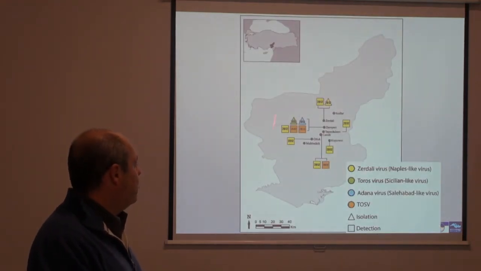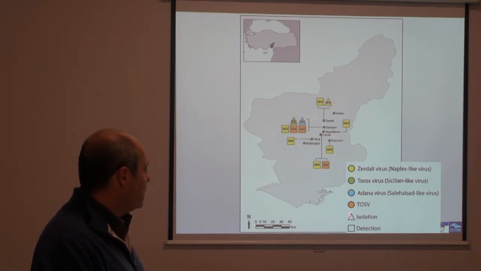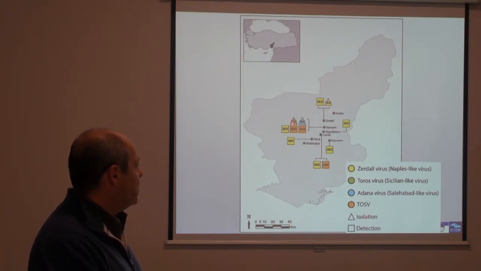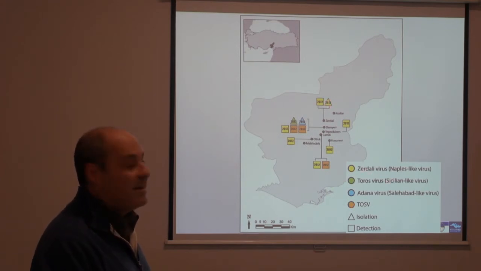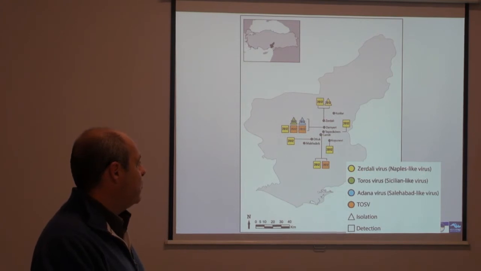Using the same methodology, we have also isolated other strains of sandfly-borne viruses in Turkey. Here you have a brief description. Here you have the region of Adana, and Mersin region is here. In the region of Adana, the most interesting point is the isolation triangles. The triangle for Adana virus is blue here. The triangle for Toros virus is green, so there is isolation of a virus that we have called Toros. And the third triangle, in yellow, stands for Zerdali virus, which is a Naples-like virus.